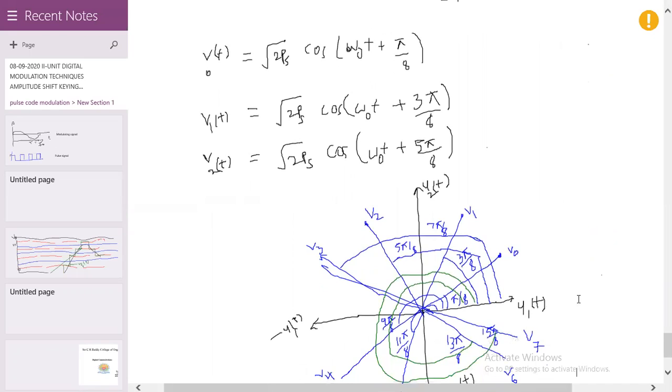So to find the distance, what is the procedure here? You have the equation directly: distance d is equal to 2 into root of Eb sin square pi by 2 to the power of n is the formula for calculating the distance between the two symbols. Okay, this is a very important one.